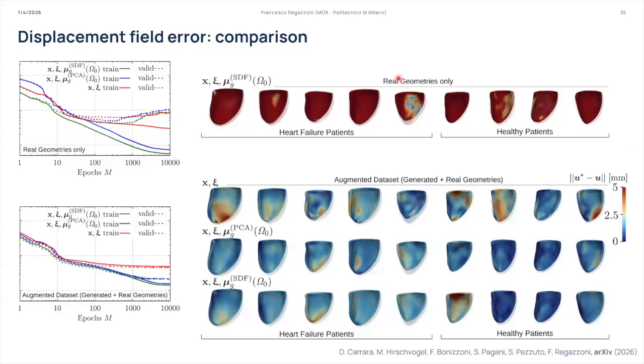And these are examples of displacement fields that we have on top when training on the real geometries only. You can see that the error is almost always larger than 5 millimeters, and instead by augmenting the dataset also with the synthetic geometries, so these generated geometries, we can get much smaller error. The first line is without shape codes. This is with PCA shape codes, and this is with the signed distance function based shape codes. And you can see that in most cases, the errors are below 1 millimeter.